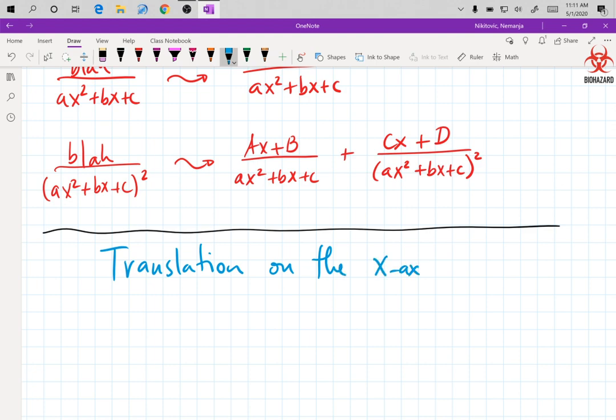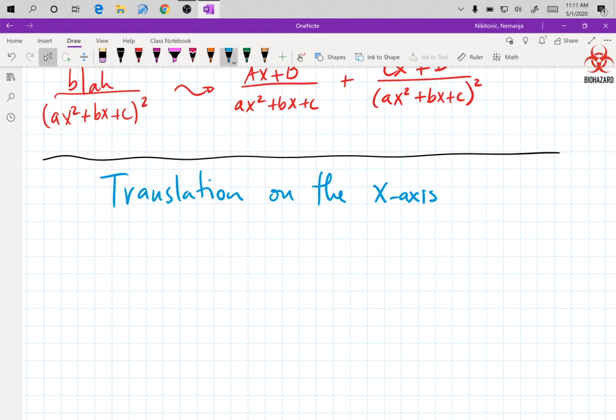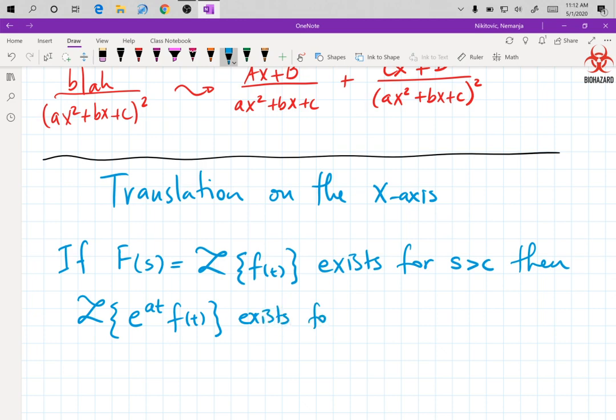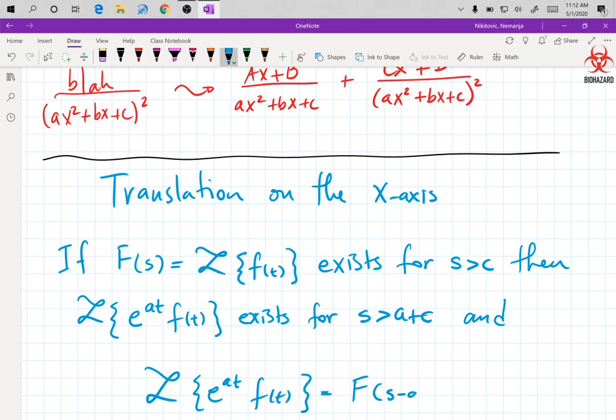On the x-axis, translation means move, right? So if F of s is the Laplace transform of f of t, and exists for s larger than c, then the Laplace transform of e to the a t times f of t exists for s larger than a plus c, and the Laplace transform of e to the a t times f of t is equal to F of s minus a.